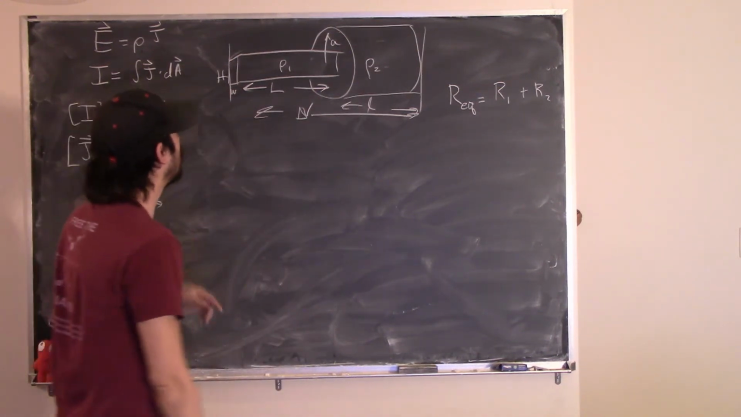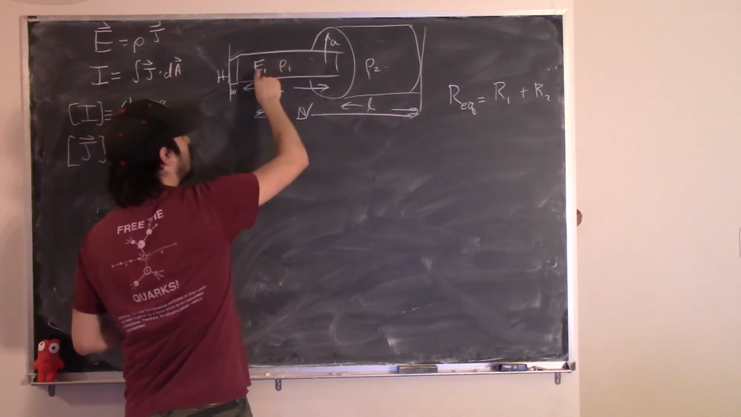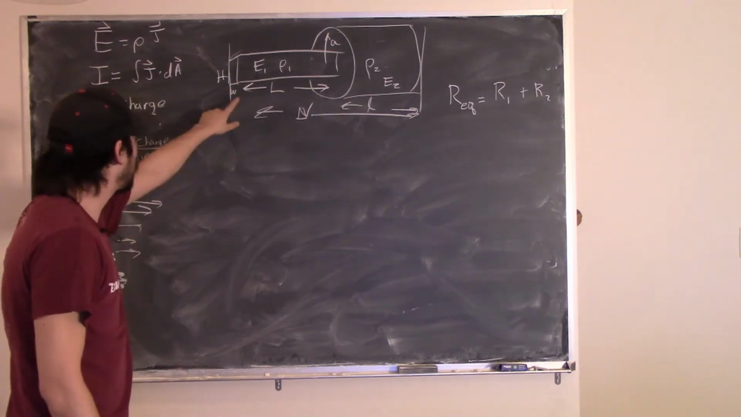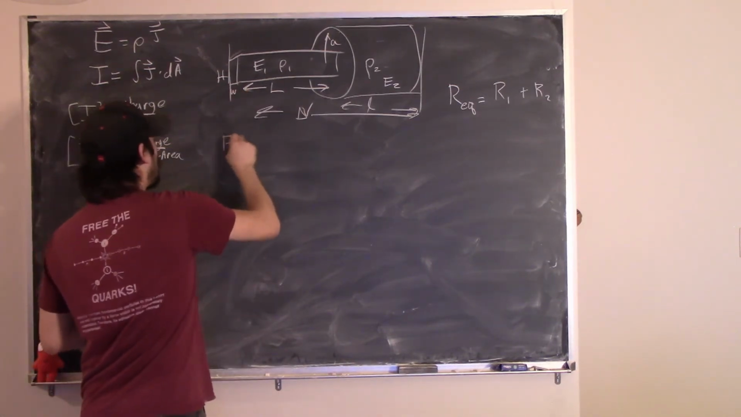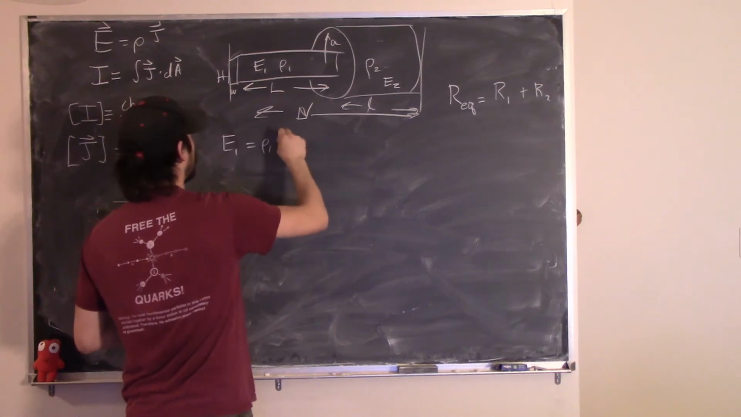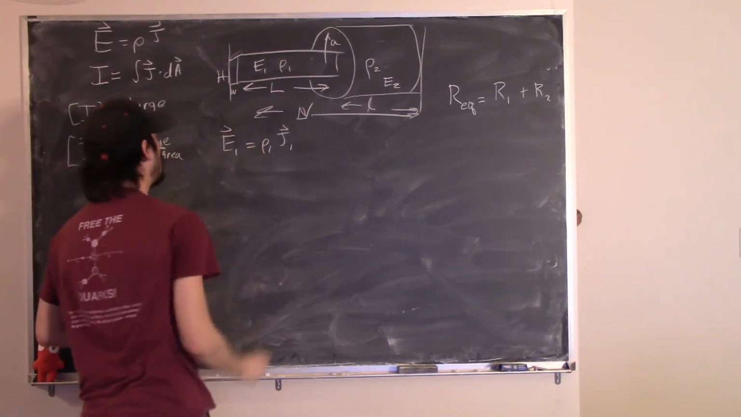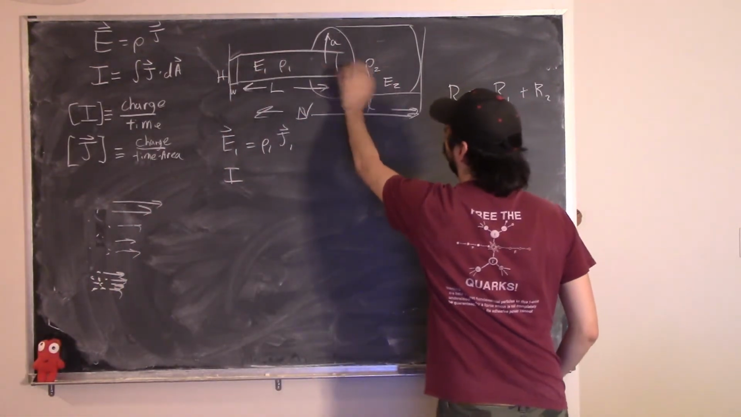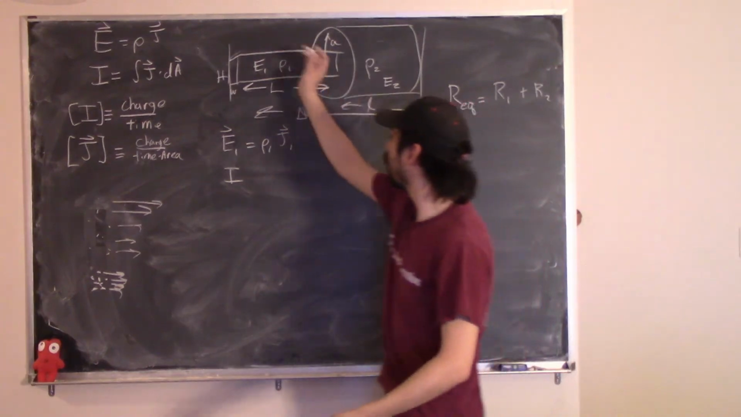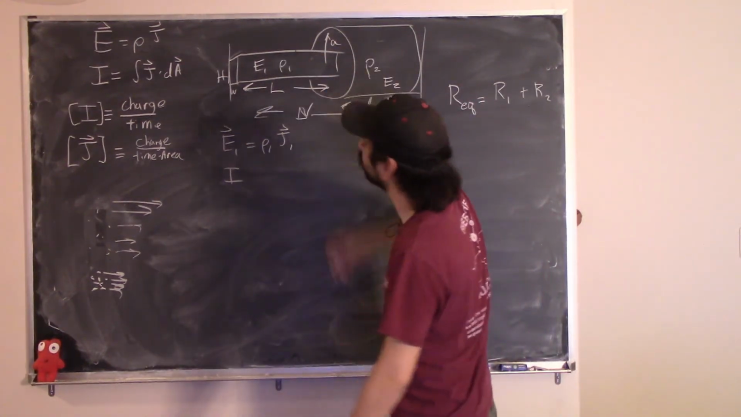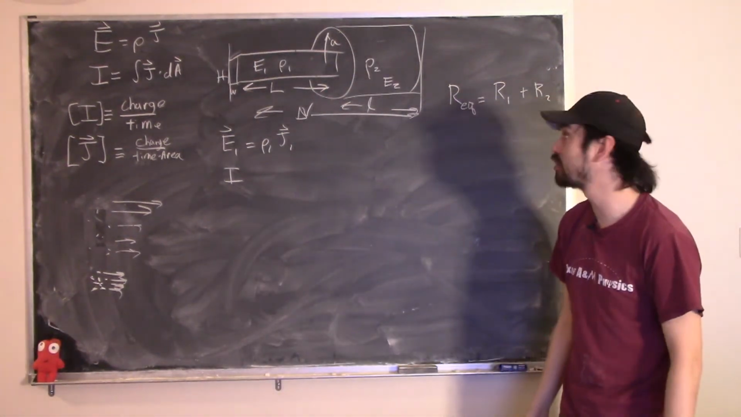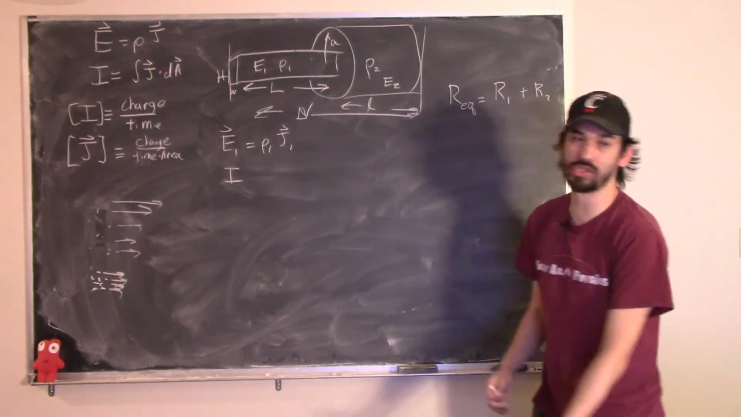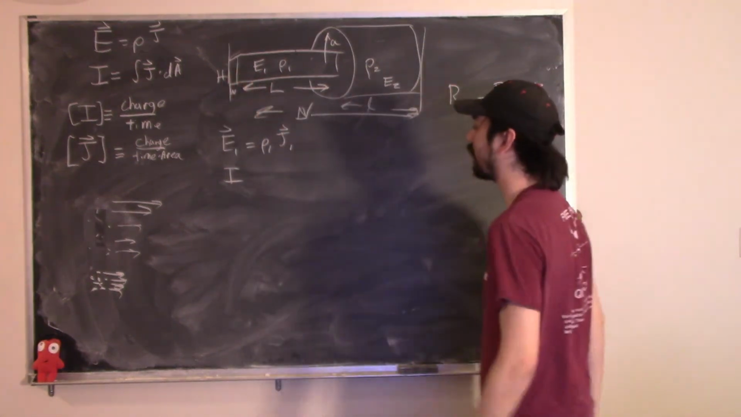And so in order to do that, what we needed to do was to find what the electric field here was and what the electric field here was. So let's first look at E1. So E1 is going to be equal to rho 1 times J1. And so the current I, which is actually the same current in both of these, right? Because the charge per second that moves through this has to be the same, because there's not going to be some accumulation of charge, and there's not going to be a loss of charge. All of the charge that comes in has to be the charge that's coming out.